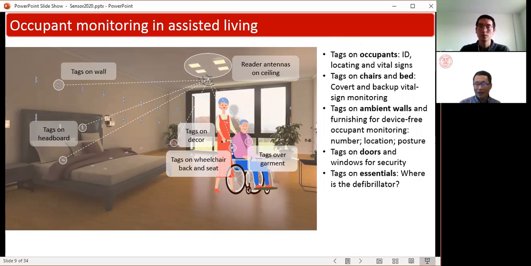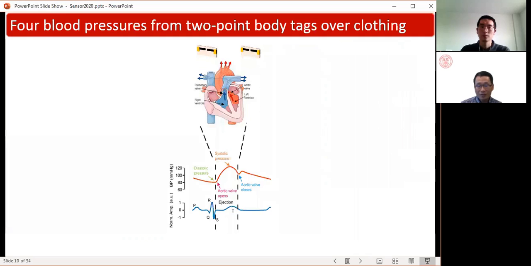Okay? And we can have tags on doors and windows for security, say to tell whether a door or window has been moved in a small motion. And we can have tags on essentials to ask questions like, where's the first aid kit? Where are they located, whether they are in this room. Next slide.